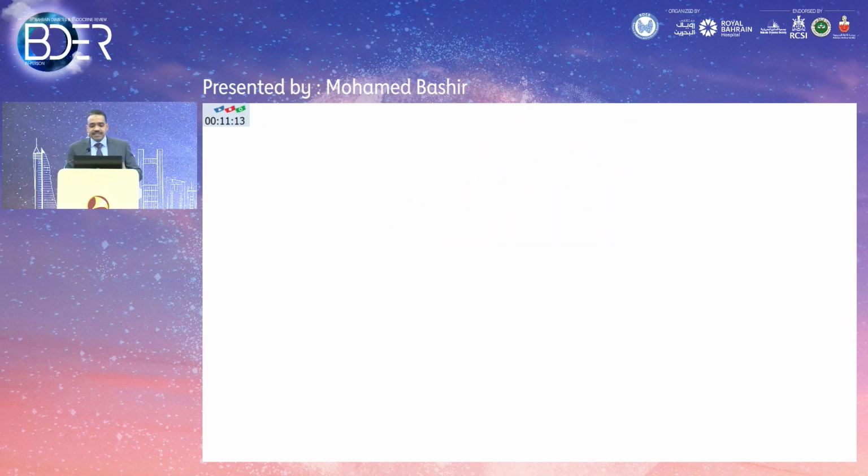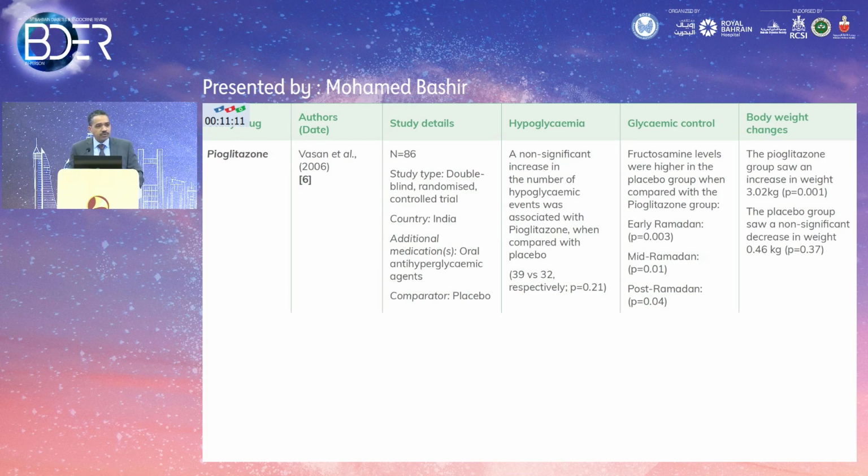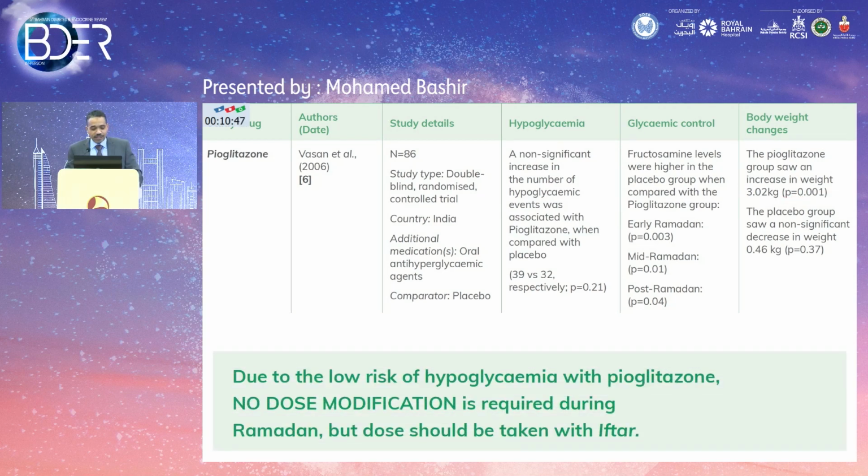Now, TZDs, there aren't too many data around TZDs. Again, we're not worried about the risk of hypoglycemia. There was a study that looked at randomized control trials. Again, very few numbers enrolled. No risk of hypoglycemia. But in this study, those patients in Ramadan gained 3 kilograms of weight. I probably would not give them pioglitazone just for this reason. You go into Ramadan to lose weight and you're suddenly gaining 3 kilograms. Not a good thing to do. Anyway, pioglitazone has a low risk of hypo. You don't need to modify the medications.